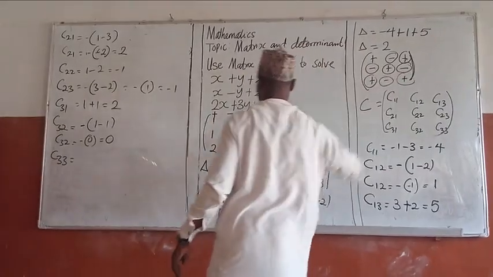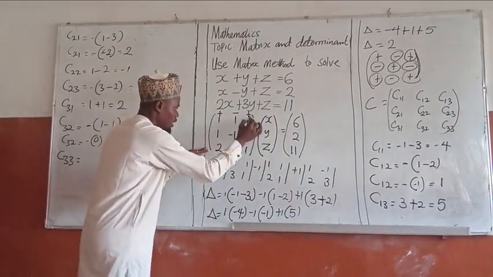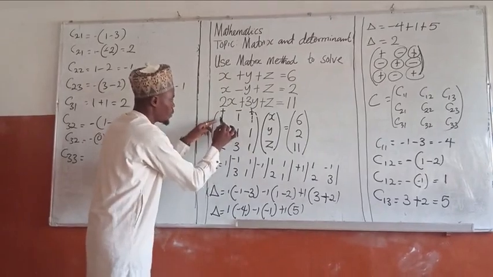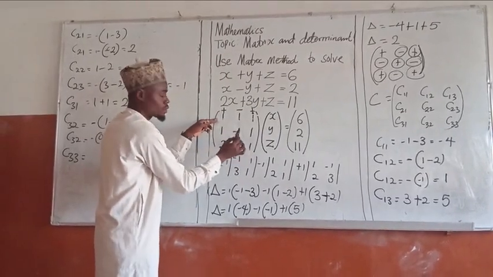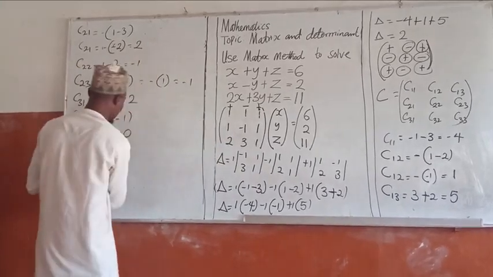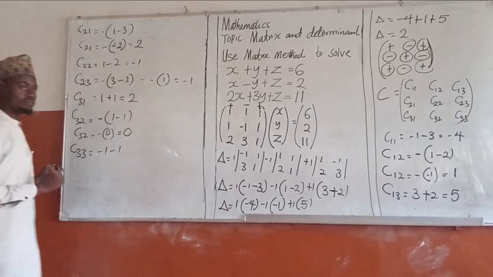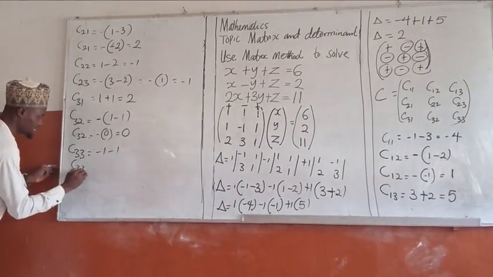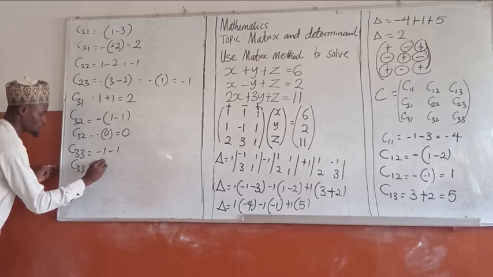Then C33 is equal to, the conventional sign is plus. We don't need to use it. We now come back here, cancel the columns and rows. We have 1, 1, 1, minus 1. Minus 1 times 1 is minus 1. Minus 1 times 1 is 1. The C33 is equal to minus 1 minus 1 is minus 2.